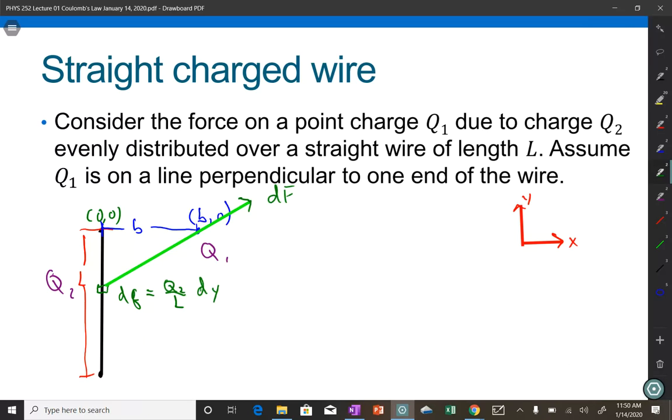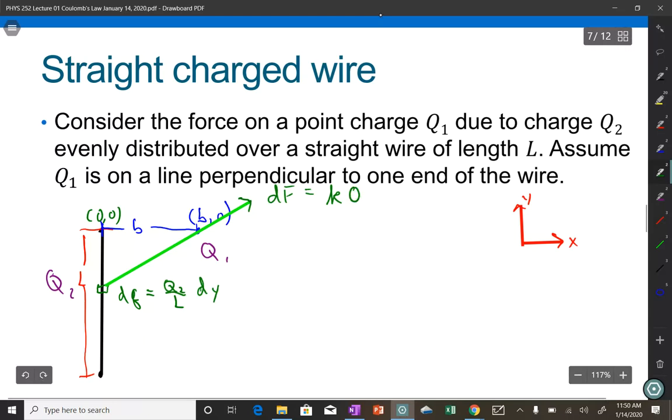Now, given that direction, I'm going to be able to break it into components. But first, I want to find what the value of dF is, and then we'll break it into components. So what is the value of dF? It's the equation I gave earlier. I'm going to use k because it's one constant instead of having 4 pi epsilon 0. So k times Q1 over the magnitude of r vector, times the r vector, over r squared times dq is the way I'm going to put it.